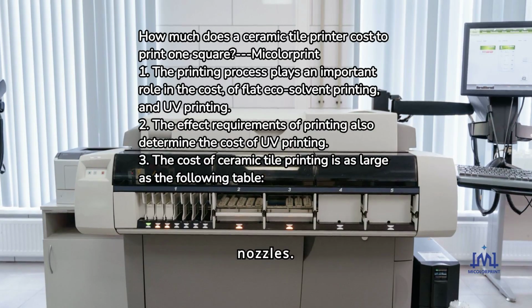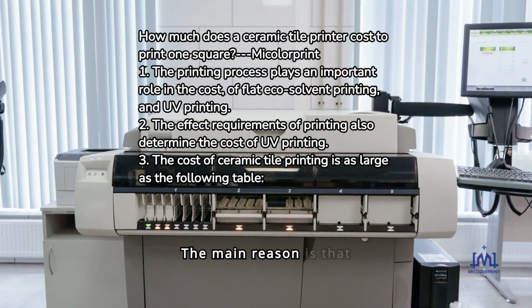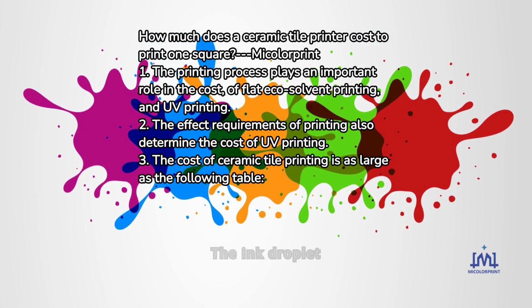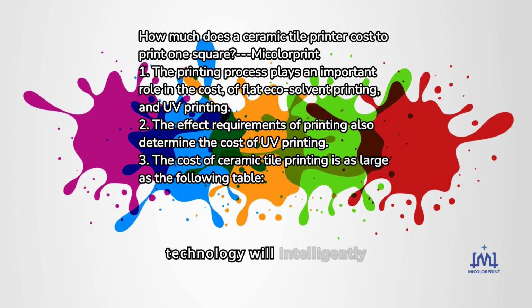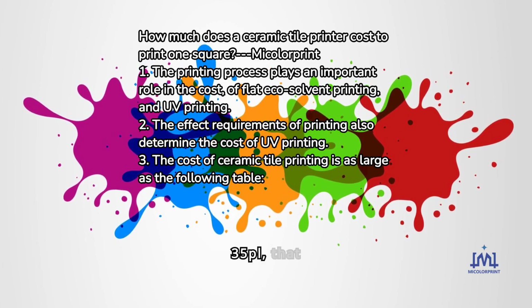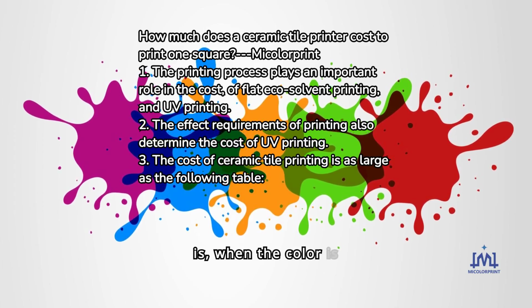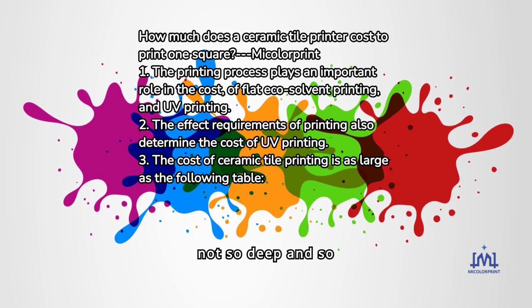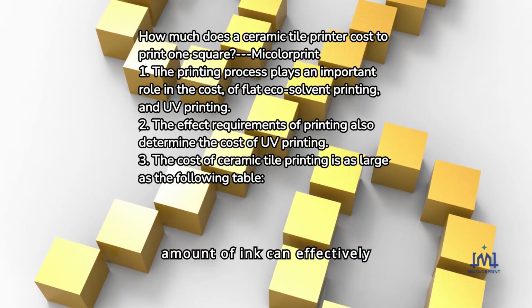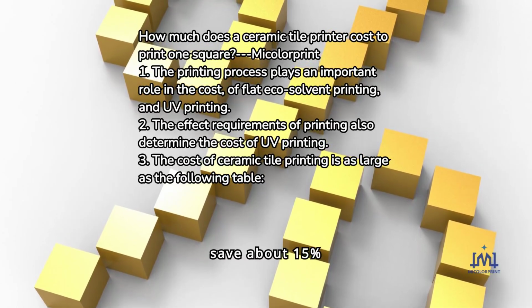The UV printer is a UV printer with Ricoh nozzles. The main reason is that the Ricoh nozzles use gray-level nozzles. The ink droplet technology will intelligently identify changes between 7 pl and 35 pl. That is, when the color is not so deep and so thick, it will reduce the output. The amount of ink can effectively save about 15% of the amount of ink.